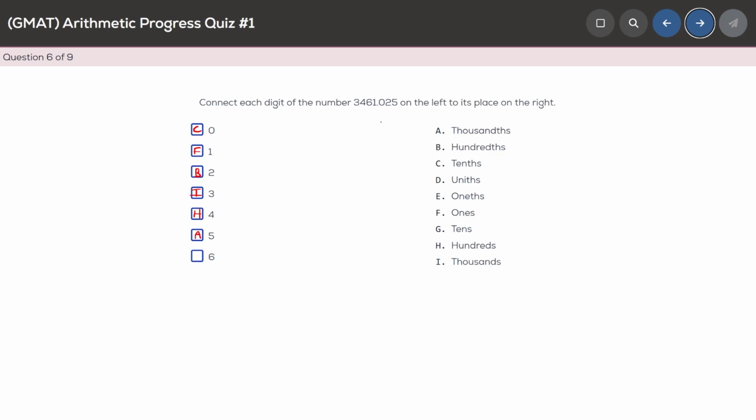And then number 6, that's in the tens place, which is going to be G. And if you look at this question, there's no such thing as the oneths place or the units place. That's kind of funny. But anyway, these are the answers.